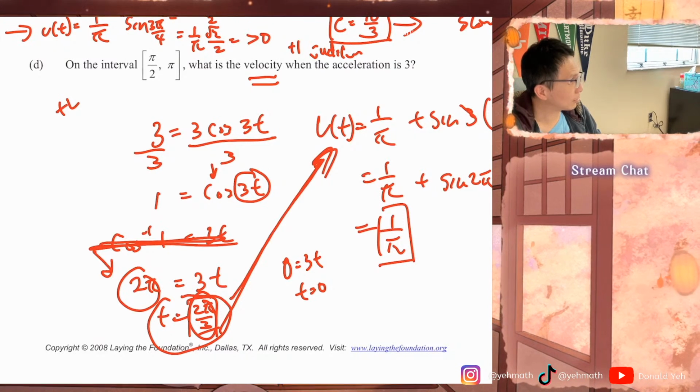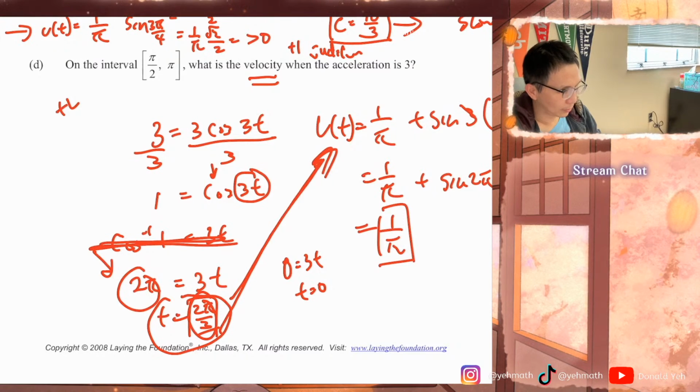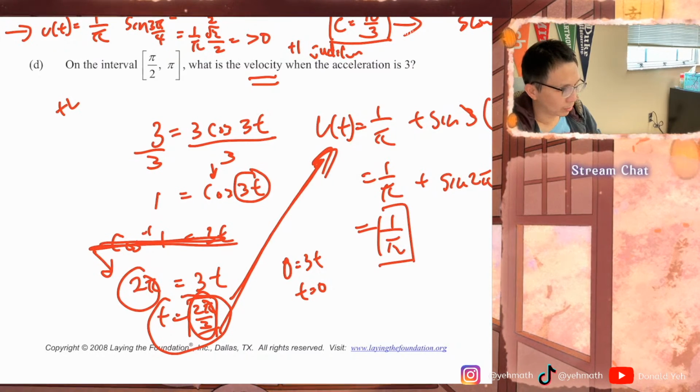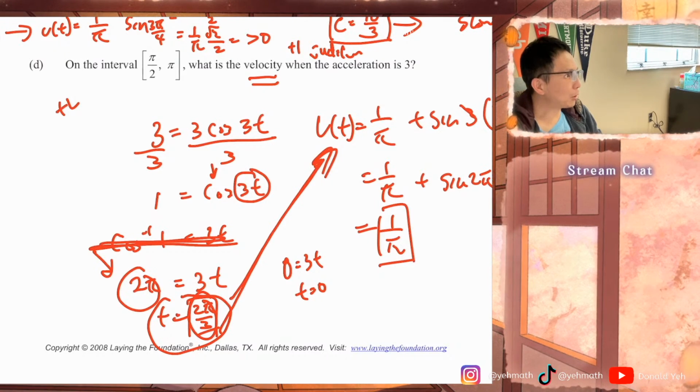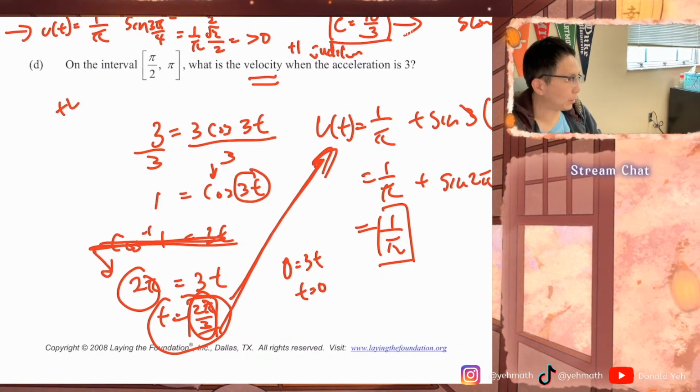Yes? Do you have to show how you got 2 pi over 3, or can you go through the interval and plug it in and then get 3? And then... I would do how will I get a 2 pi over 3?